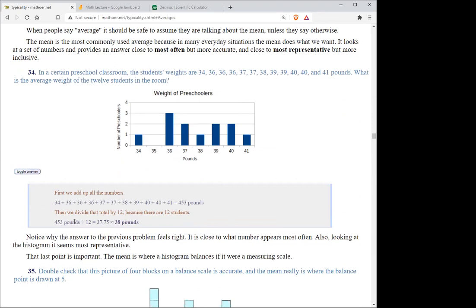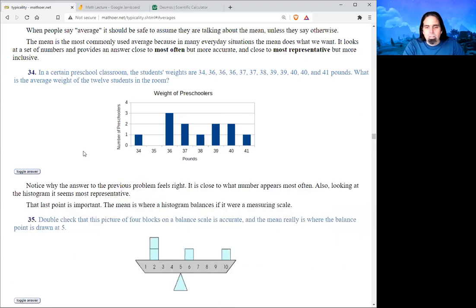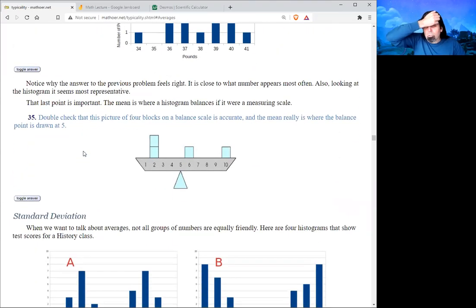Yes. So same problem. The only trick here is there's 3 36s because of the height of that bar. And there's 2 37s. Okay. The mean is also where a teeter-totter balance scale would balance.